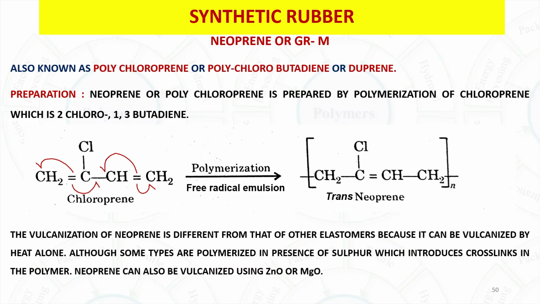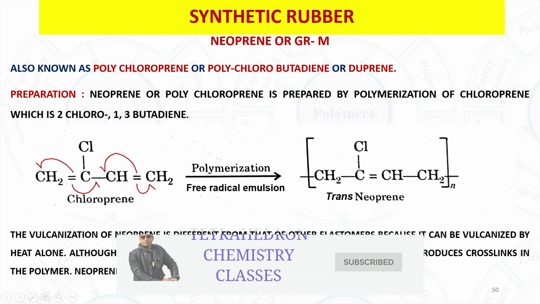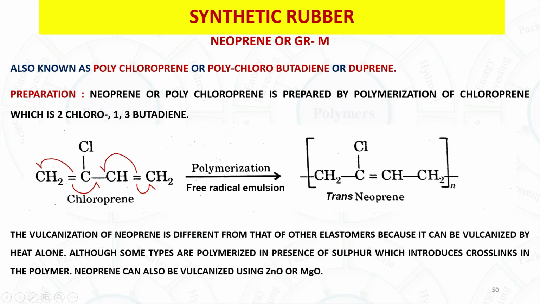So this is my next lecture on the polymer series, and if you are following my lecture series, then you know I am discussing the rubbers here. In the earlier two classes I have explained the Buna S rubber and the Buna N rubber. Now I am going to explain another synthetic rubber, and the name of this rubber is neoprene. It is also known as the grade M rubber.